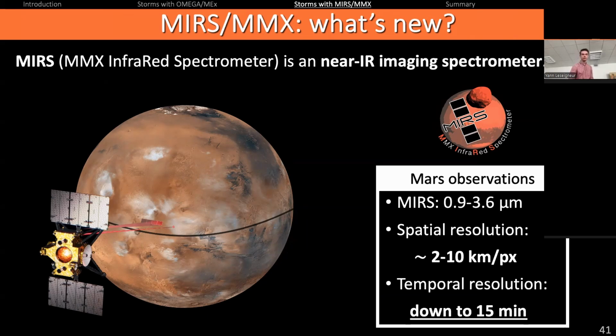And here we have different pieces of information about the MIRS instrument for the Mars observations part. So we will have a similar spatial resolution as OMEGA that allows us to study the local dust storms. And what's new is the temporal resolution of one specific observation mode that I will present to you in the following slide. That allows us to have some observations with a very high temporal resolution, down to 15 minutes.